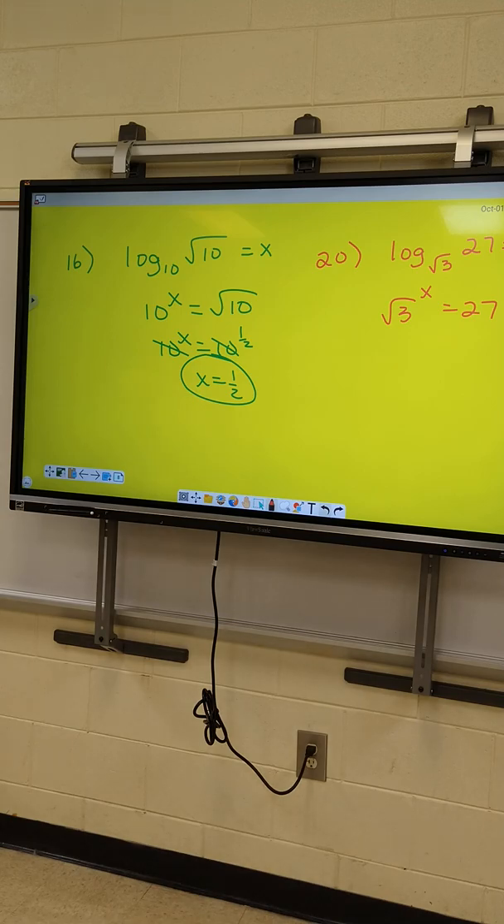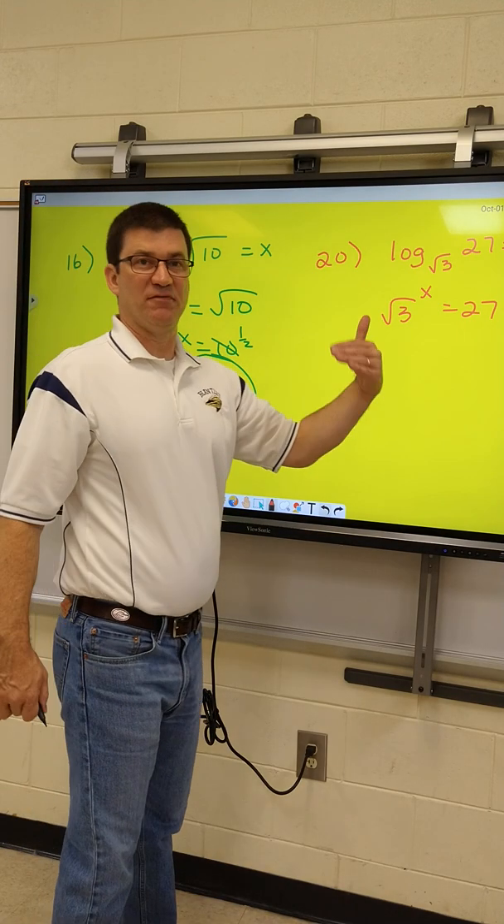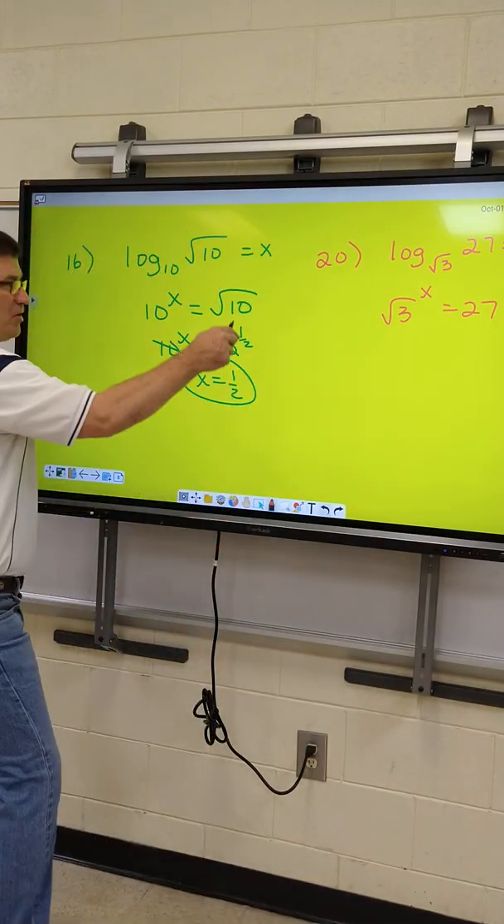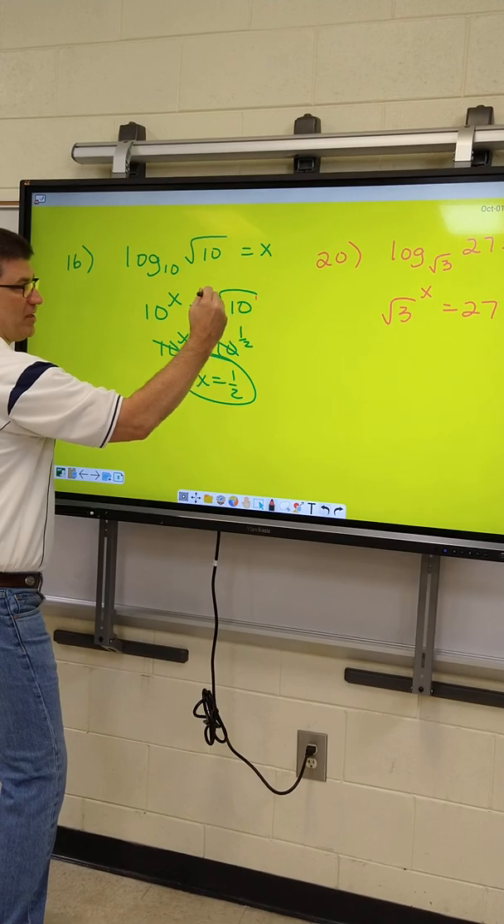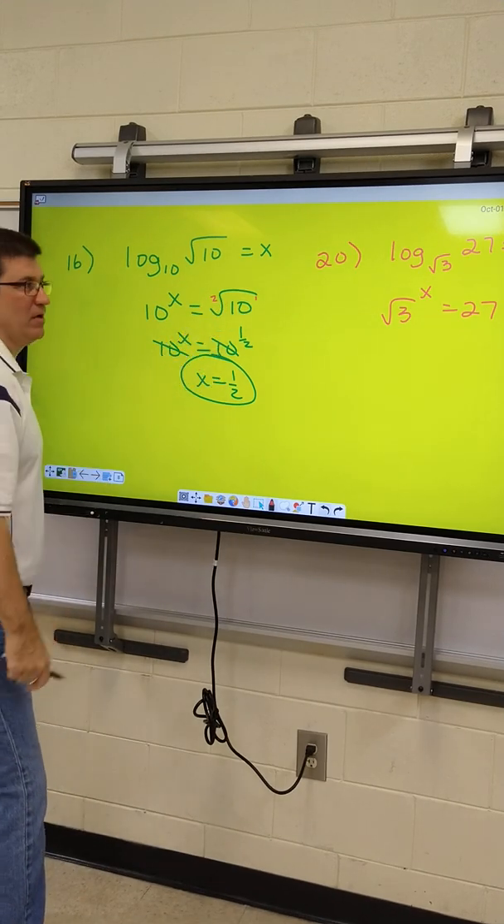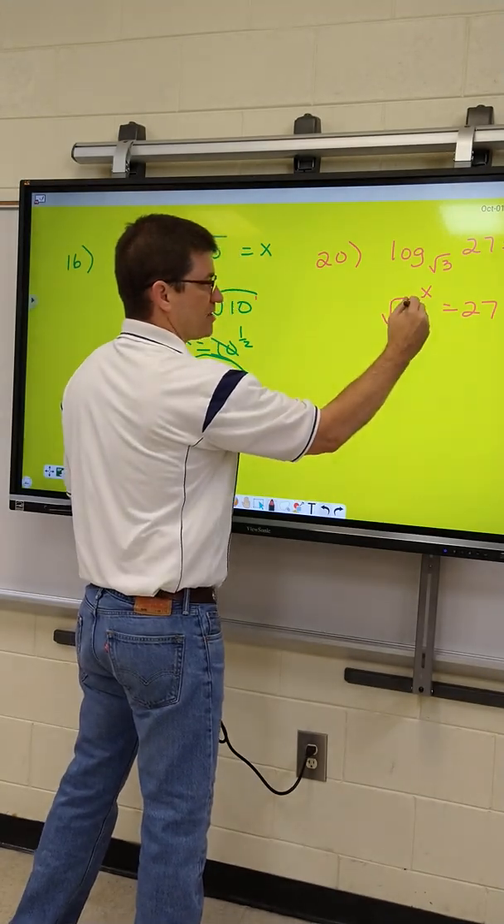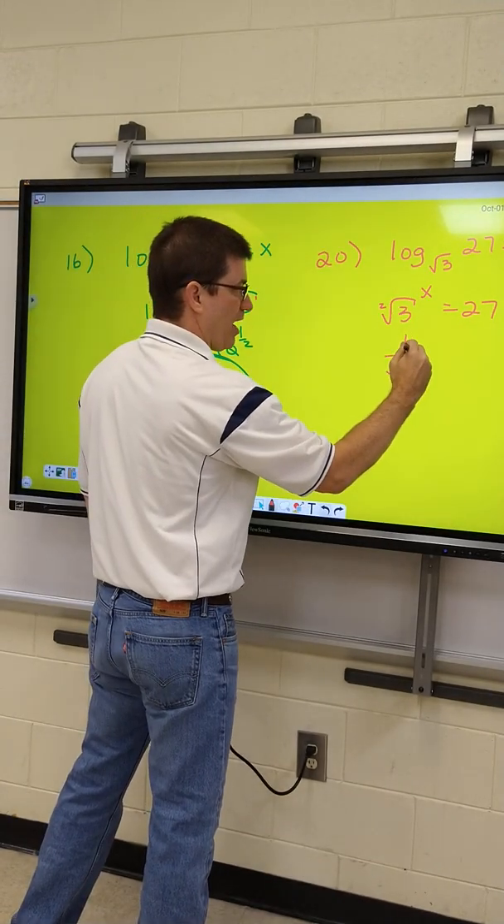All right, so every time we have a square root, we have to fix it. We have to write it with an exponent. Now look, I just showed y'all this. How did we fix this one? That's a 1 and that's a 2, so we got 10 to the 1/2. What's that one going to turn into when you fix it? 3. That's a 1, that's a 2, right? So it's 1/2 x.